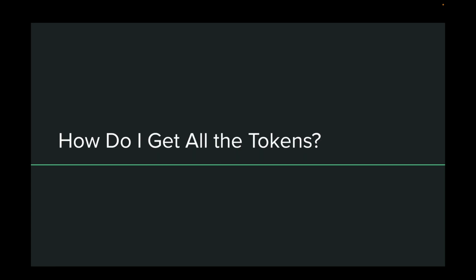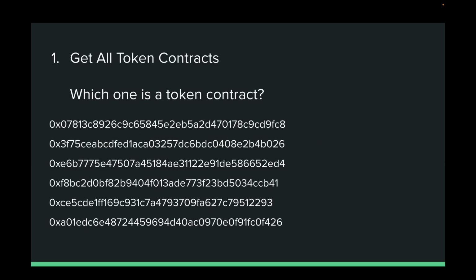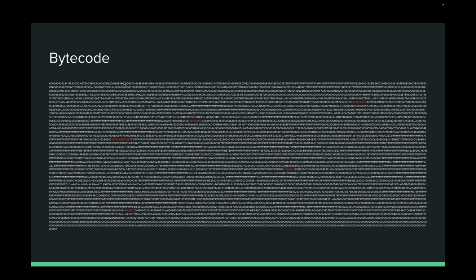So a simple question is like, how do I get all of my tokens? Sounds like a simple question, but it's quite a complicated answer. And that's because you have all of these different contracts. So for example, which one of these is a token contract? Based off of this address, you really can't tell. You have to go through each contract through their bytecode and pick out certain pieces to verify if it's ERC20, 721, or 1155. It's quite technical.